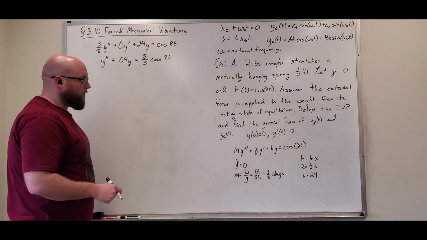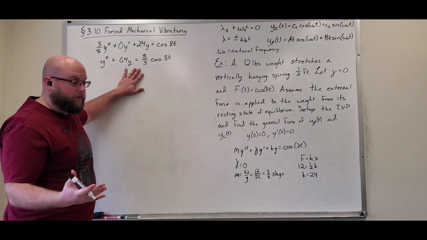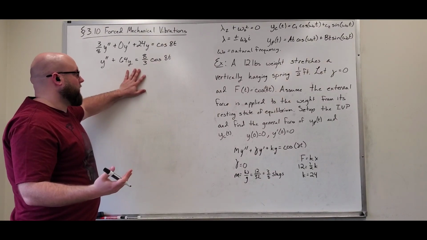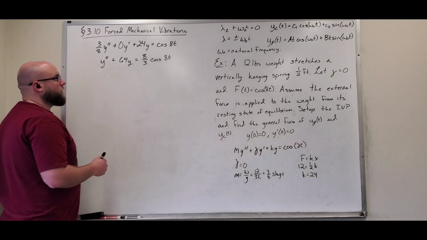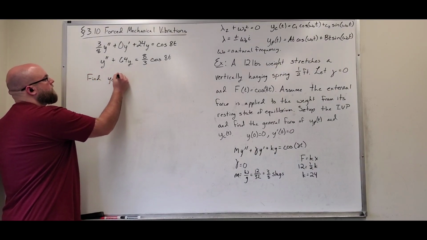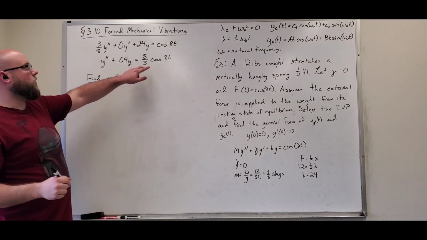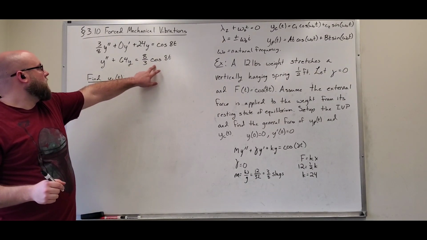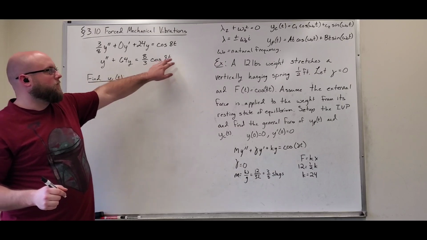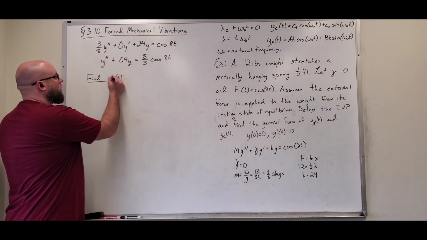Okay. Again, we set up our IVP. We now have our differential equation that we're going to solve for. So now we have everything that we need. So let's go ahead and set up our characteristic equation. So we're going to first find y_c of t. And the reason that we're finding that is because if we are going to get a repeat of what's in here, we need to make sure that we do that before we find a particular solution.